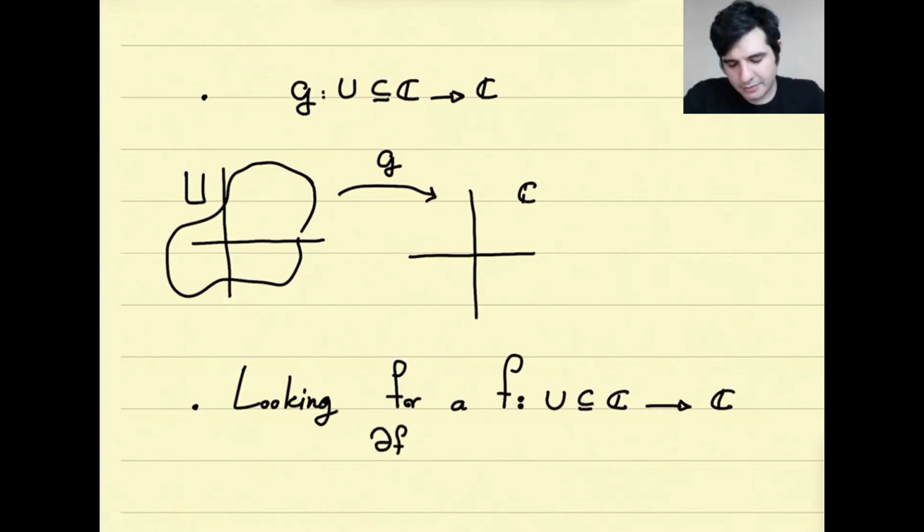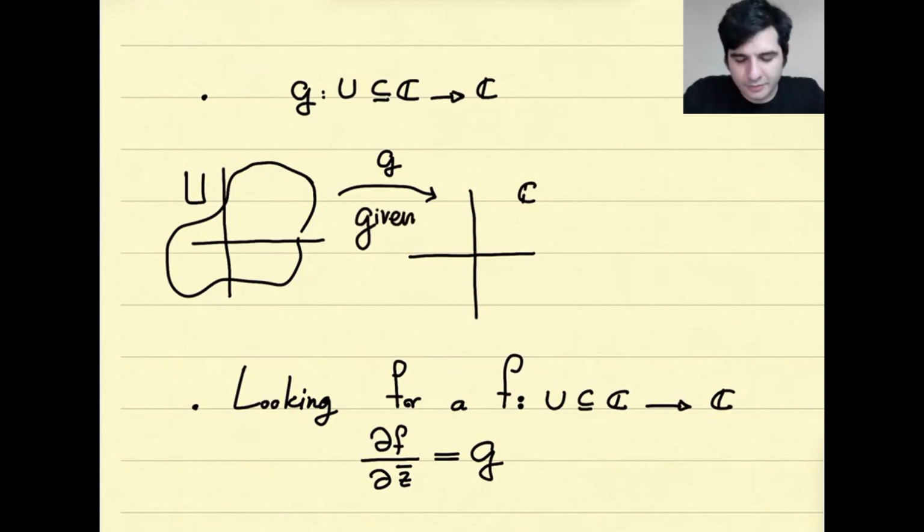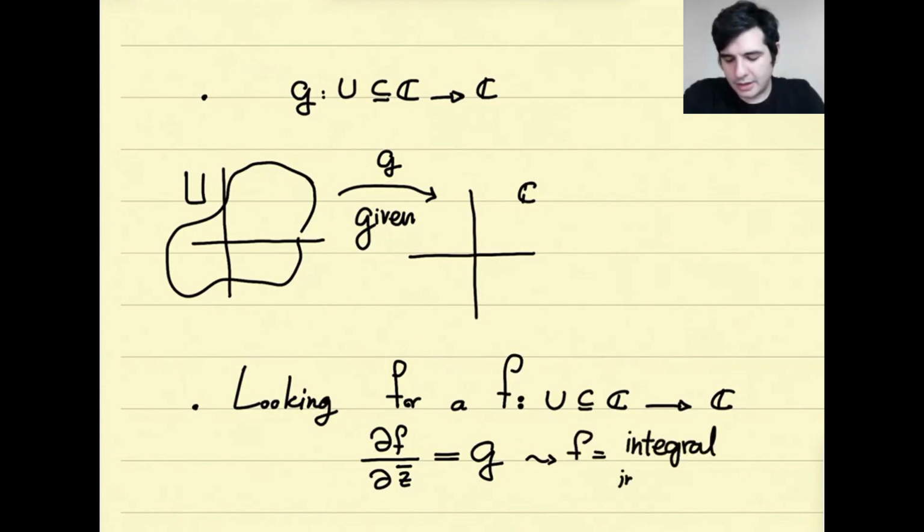So for the derivative of f, we could look at the derivative with respect to z or z bar. Let's do z bar here, equals g. So again, g is given, and the unknown of the equation is f. Can we solve this? Can we find a solution for this? And if we trust our intuition from the real case, in the real case, f was given by an integral in terms of g.